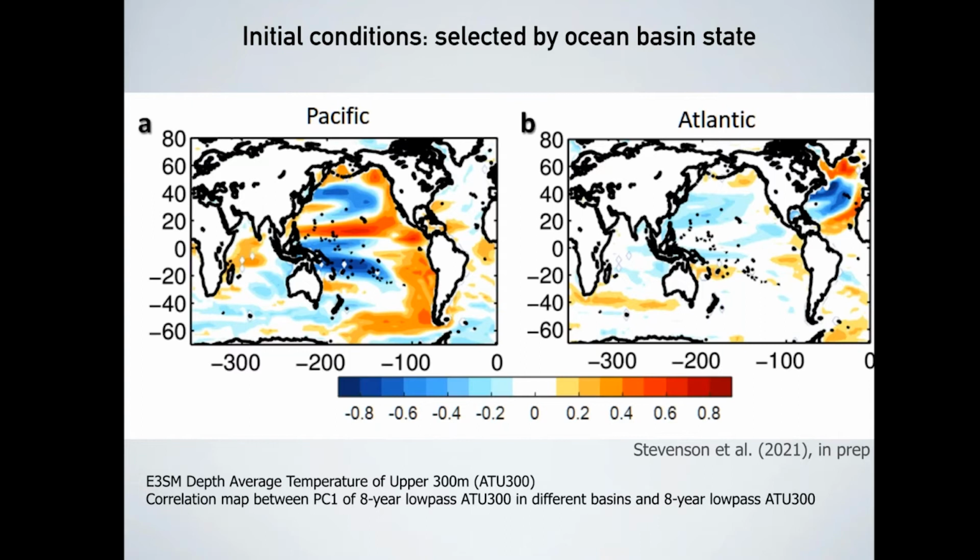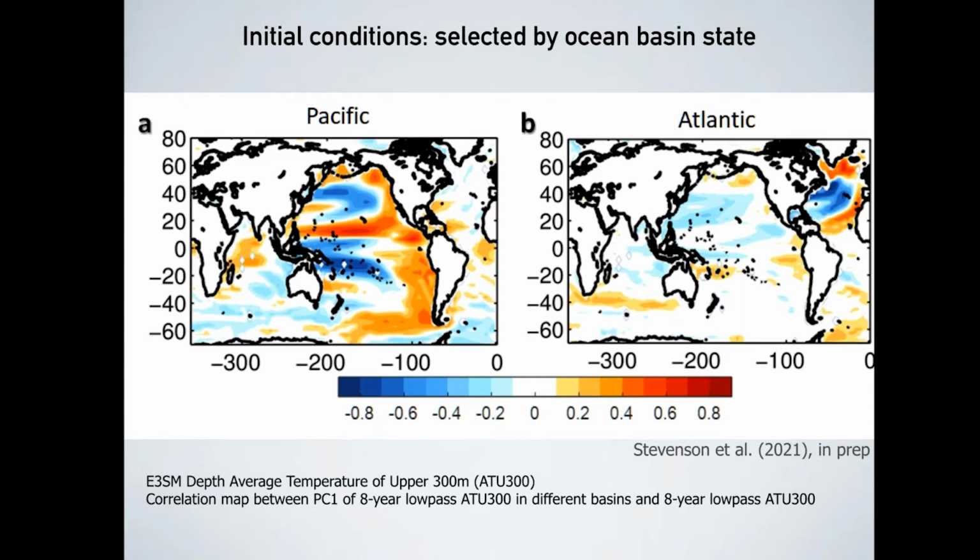Let me back up. We took the first PC of the 8-year low-passed ocean heat content over the upper 300 meters. I guess it's temperature, but it's kind of proportional to ocean heat content. And we made indices of that for each ocean basin. We found that the Pacific and the Atlantic tended to diverge the most. We also did the Indian and Southern Oceans, but the Pacific and the Atlantic had the most independent degrees of freedom, it seemed.